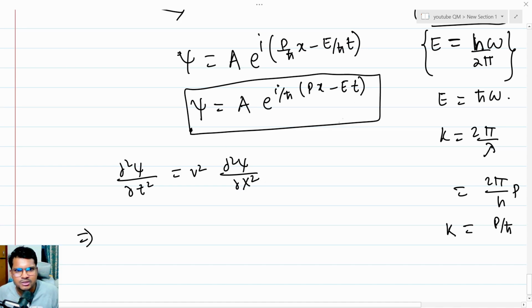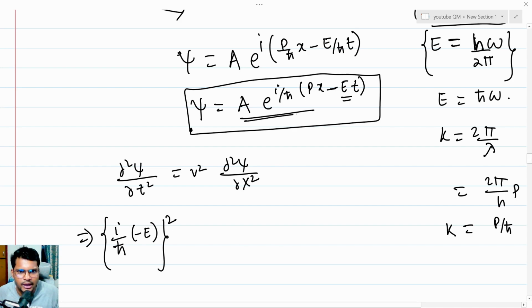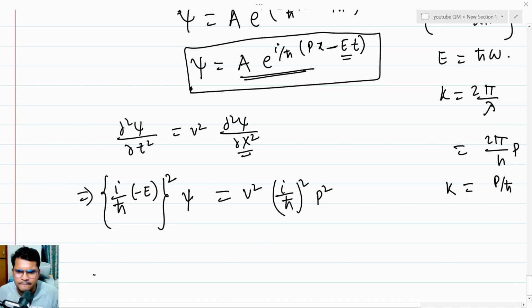Since this is a partial differential equation, it will only take the time derivative here. So it simply becomes i by h bar times minus E. If you take the second time derivative, again i by h bar times minus E, and you square it and end up with the same thing, times psi. I hope you understand how to take the derivative. Similarly here, I will have v squared times i by h bar, squared. Taking the x derivative two times, it ends up with p squared. Now minus times minus gives plus, and i squared becomes minus, so minus E squared over h bar squared, psi cancels out, equals v squared over h bar squared times p squared.